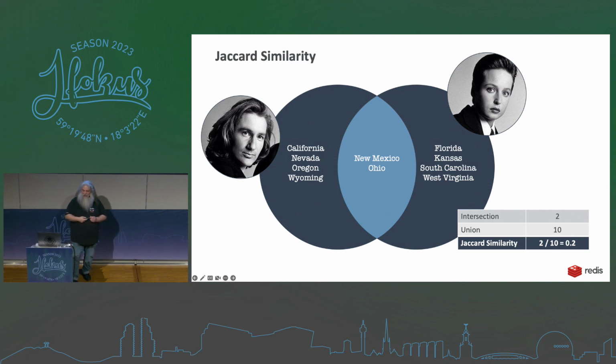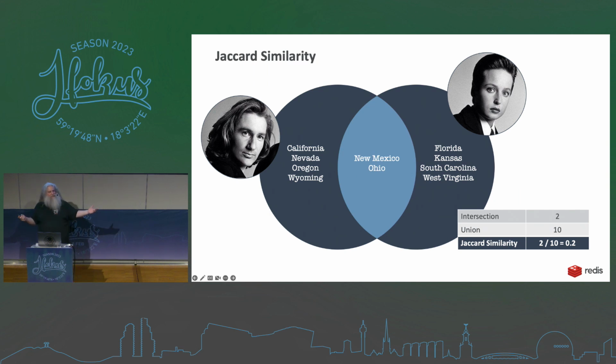So here, Scalder and Molly, face swapped from the X-Files, have the states in which they have seen UFOs in the U.S. Scalder has seen them in California, Nevada, Oregon, Wyoming, New Mexico, and Ohio. Molly has seen them in Florida, Kansas, South Carolina, West by God Virginia, Take Me Home Country Road, and New Mexico and Ohio. New Mexico is where Area 51 famously is. Ohio is where Wright-Patterson Air Force Base and Hangar 18 is famously at.